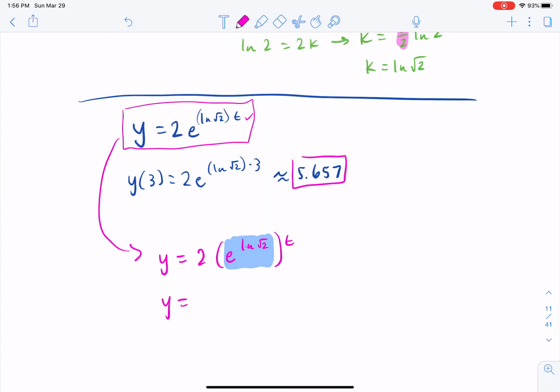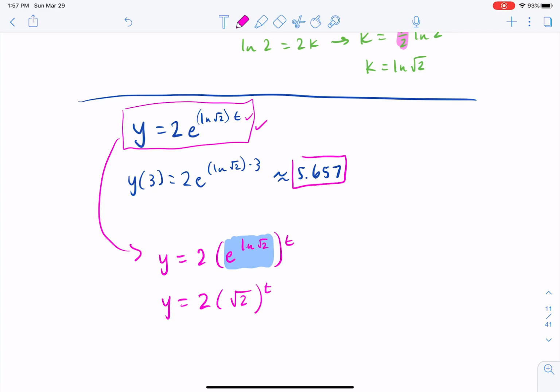And what we had was 2 times the square root of 2. E and the natural log will cancel out, leaving me with just the square root. So y is equal to 2 times the square root of 2 to the t, and you can see that what is the base is not really e, it was the square root of 2. It was just in disguise whenever it was written in this form.